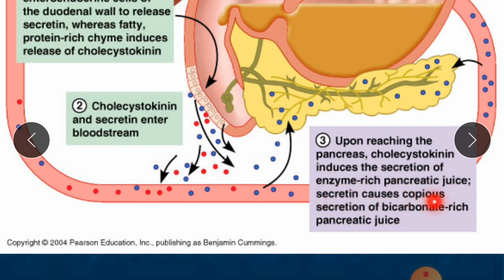Secretin causes copious secretion of bicarbonate rich pancreatic juice. So whatever secretin is there, it is responsible for rich secretion of bicarbonate into the pancreatic juice. As you know, this pancreatic juice requires more basicity, so these bicarbonate ions give it that basic nature, basic environment.